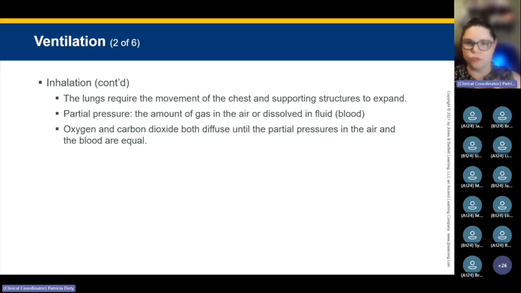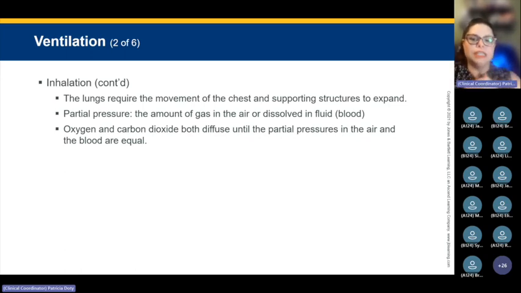Your supporting structures, of course, are going to be your diaphragm. Partial pressure is the amount of gas in the air or dissolved in fluid, and we're talking about blood, okay? So we're going to change our partial pressures here. Oxygen and carbon dioxide both diffuse until the partial pressures in the air and the blood are equal, and that's going to be about 104 millimeters of mercury. I don't really know if you need to know that, but there it is. And the partial pressure of carbon dioxide in the alveoli is going to be 40.